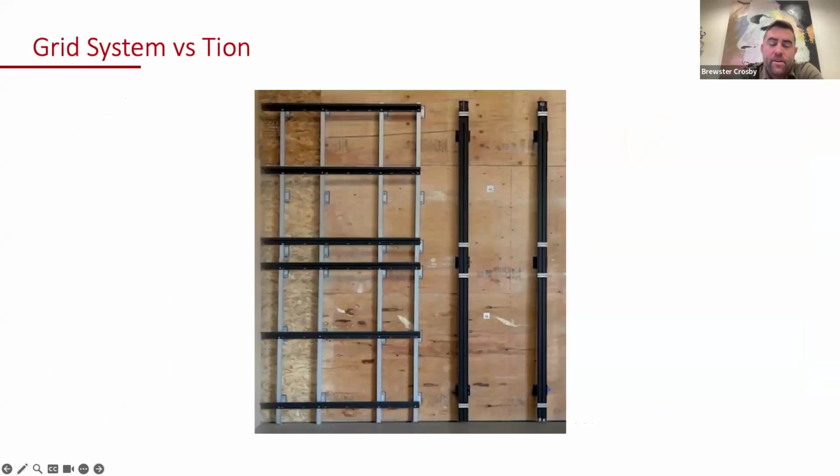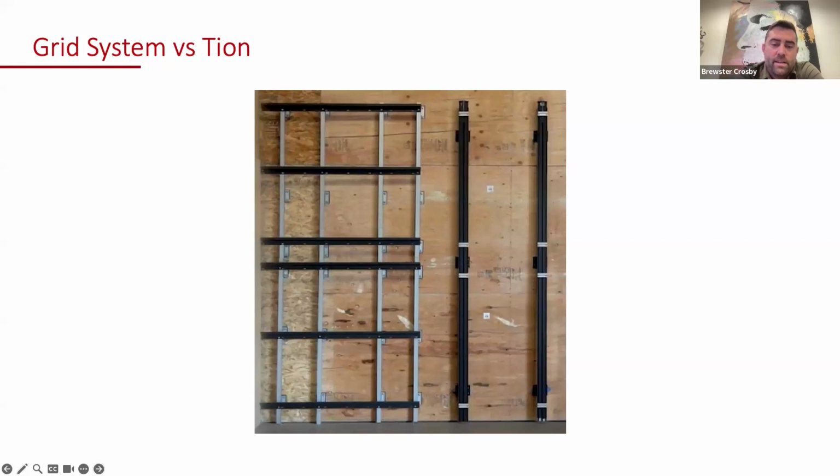So this basically, if you're not familiar with other types of systems, Brewster mentioned clip and rail systems or grids or lattices, however you want to explain it. On the left-hand side is an example of that type of attachment system. Basically what you have is a box full of components. You can see there's horizontal rails, vertical rails, there's clips.